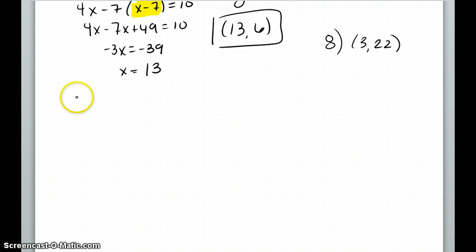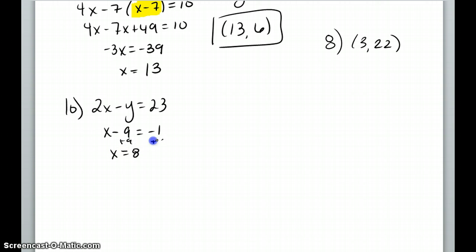All right, let's take a look at number 10. Okay. So 2x minus y equals 23, and x minus 9 equals -1. Hopefully you'll notice that there's something really unique about this problem, that in the second equation, there's only one variable in it. So why not solve for x and then just substitute it into the first equation? So x equals 8. Just add a 9 to both sides. Take the 8, substitute it back in.